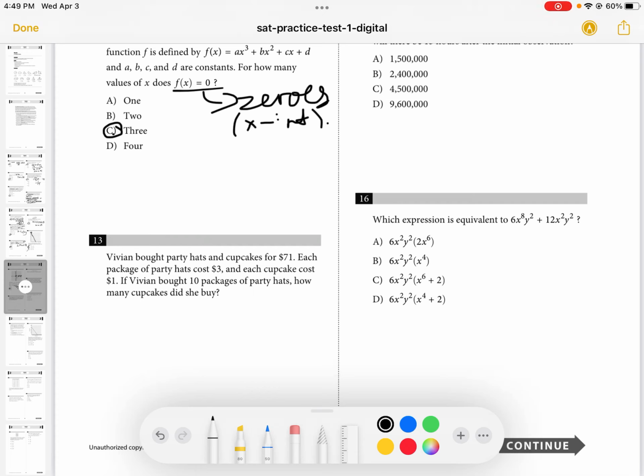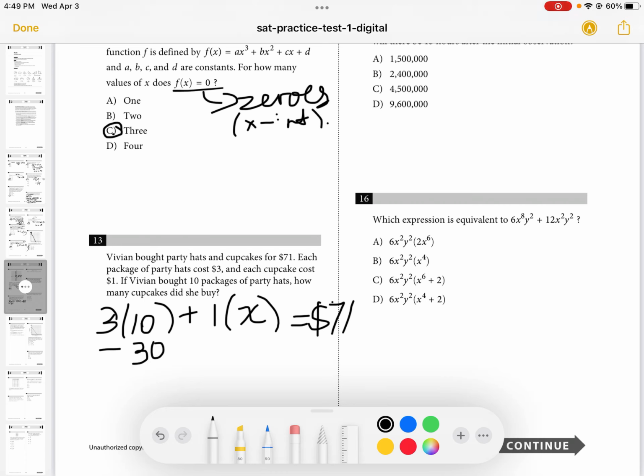Okay, so we know she bought 10 packages of party hats. So that's 3 times 10, plus each cupcake costs $1, and we bought, let's say, X cupcakes, and that total cost is $71. So if we subtract 30 from both sides, we get X is 41. So she bought 41 cupcakes.